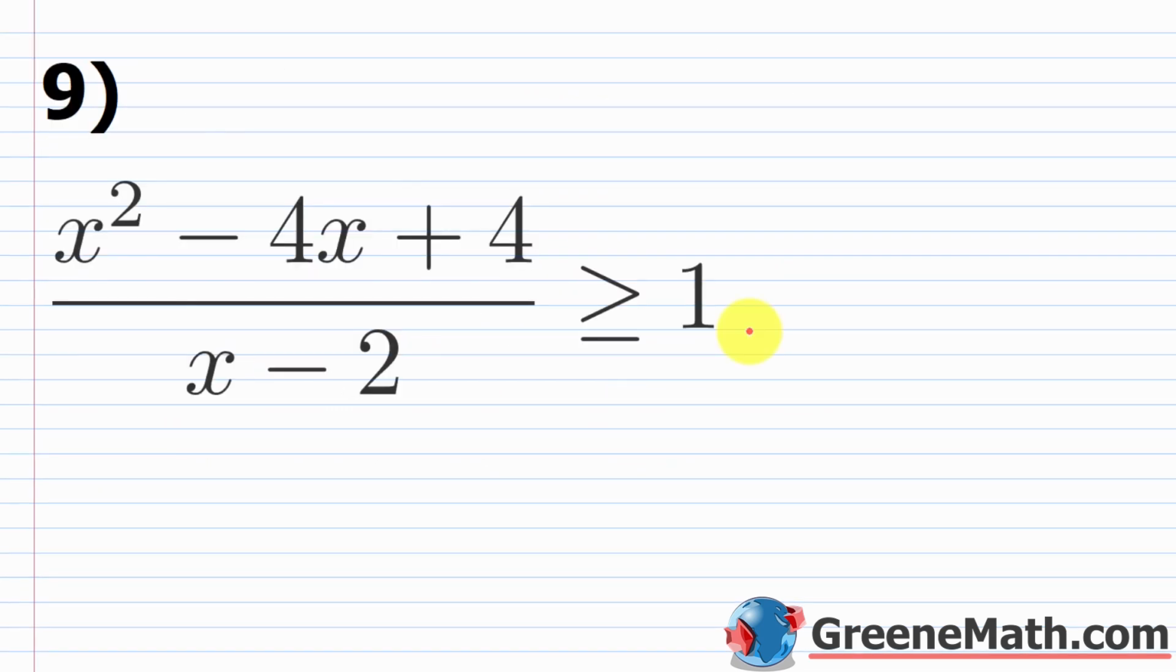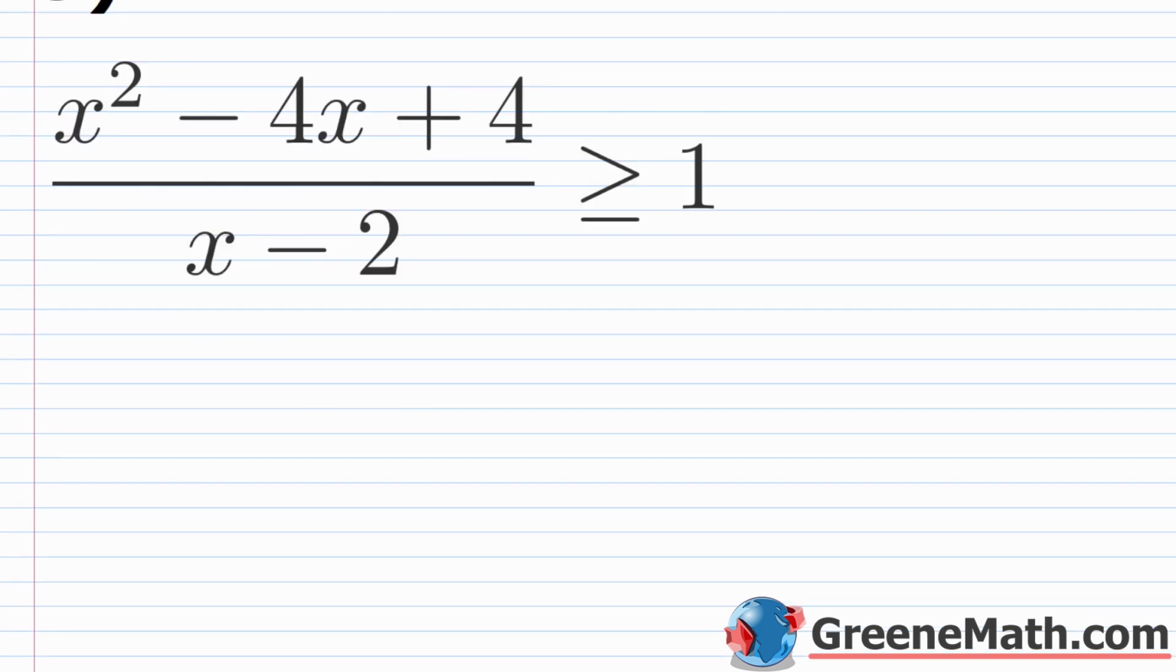All right, let's take a look at problem number 9 now. So we have x squared minus 4x plus 4 over x minus 2, and this is greater than or equal to 1. Now, normally what we do is we put a single rational expression on the left. We have our inequality, in this case, a greater than or equal to, and then we have 0. But instead of doing that, I want you to notice that we have a perfect square trinomial up here in our numerator. So this is going to factor into x minus 2 quantity squared, or you could say x minus 2 times x minus 2.